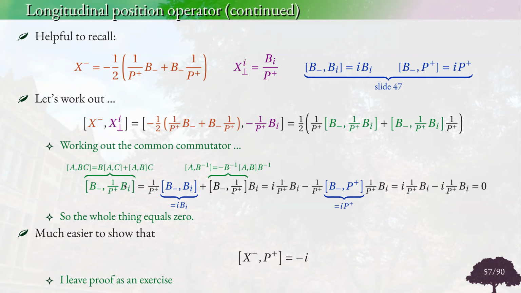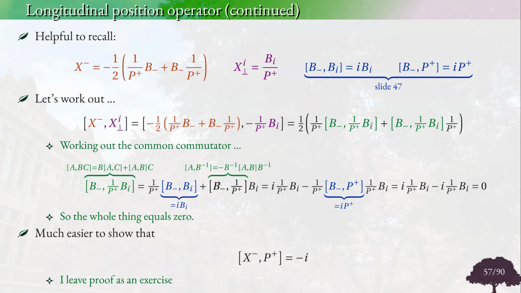The first term, we can use the handy identity: commutator of A with BC is B commutator AC plus commutator AB times C. And so break that up. Our first term, the BAC term, you have a 1 over P plus here and a commutator between B minus and BI, which gives us IBI here.